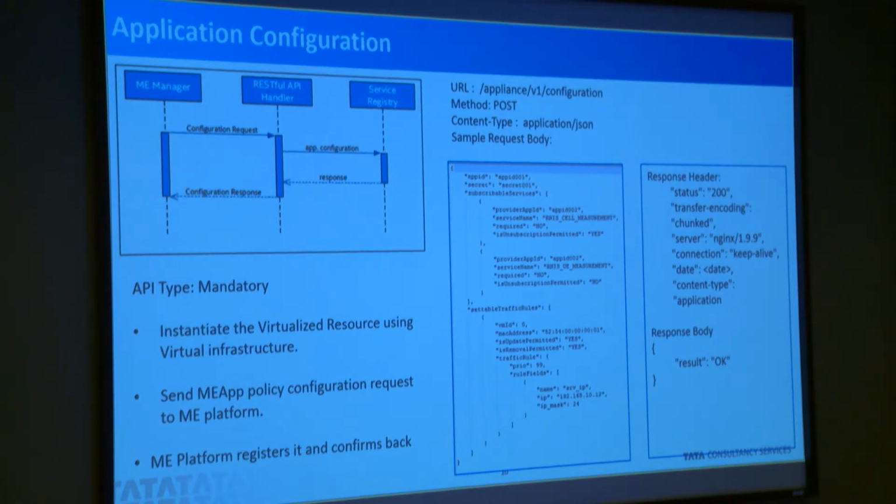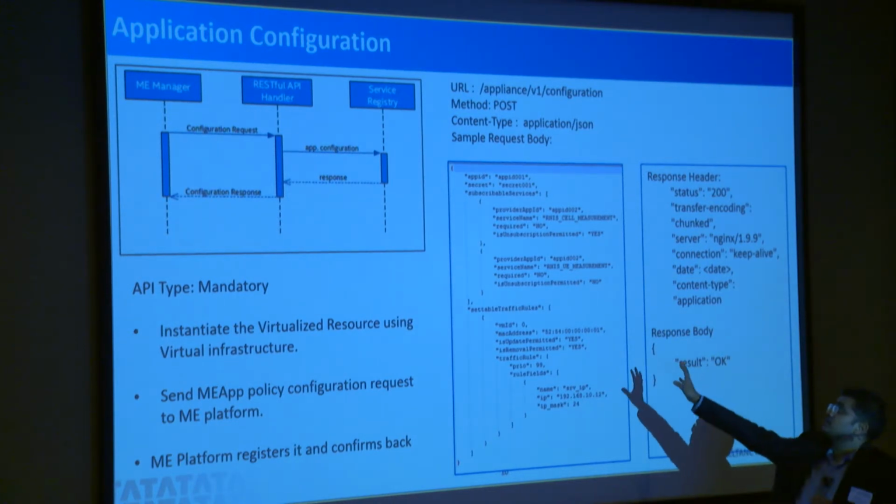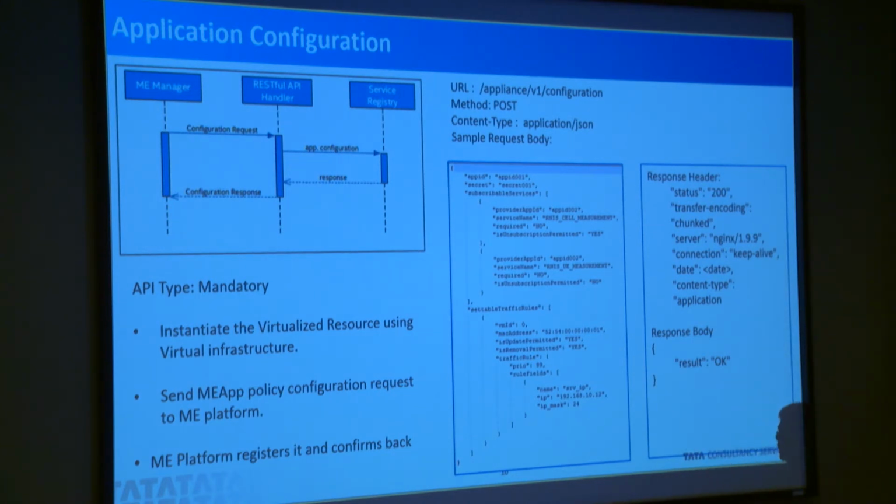Okay, so as a developer community, it's very important to understand how I design my application so that once it is registered with the ME platform, I should be able to register myself appropriately with the right set of parameters. This block shows what kind of request body should go with the application configuration. Once ME Manager registers the application, you have to send the application ID, a secret key which is private to the application.